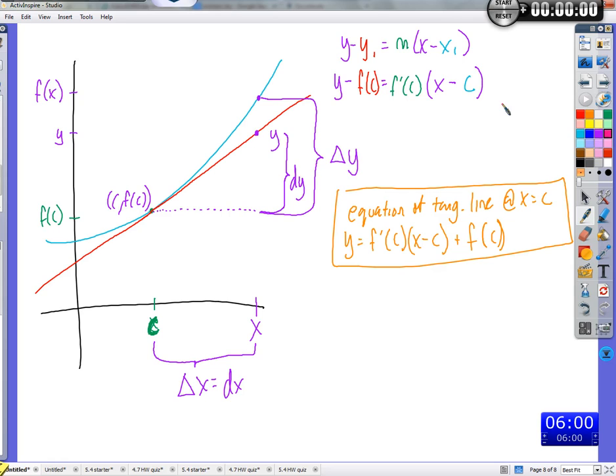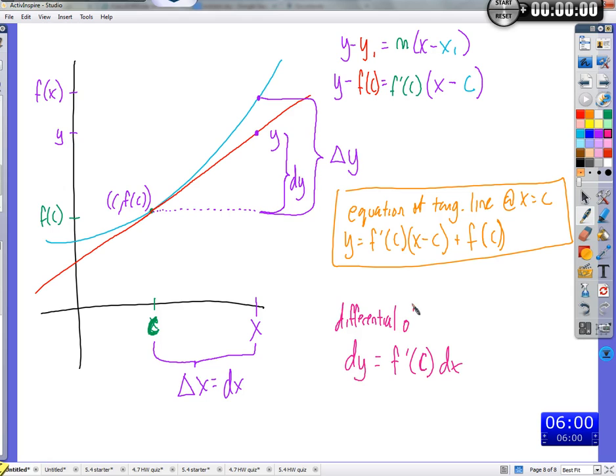Now let's go back to this equation and look at what we're actually doing and what these quantities are equal to. If we take y minus f of c, what else could we call y minus f of c? It's already labeled up there. dy, which can approximate the change in y for the original function, equals f prime of c times, what's x minus c? x minus c is delta x, or since we're going to make it fit with dy, we'll just call it dx, so the same thing. This is called the differential. It's the change in y on the tangent line. That's the differential of y.